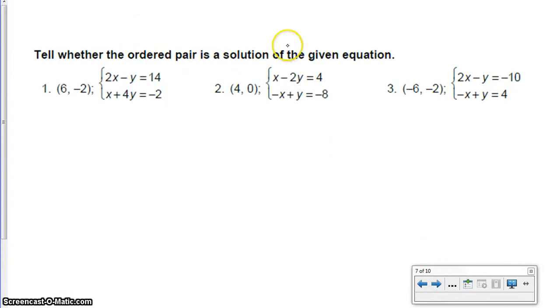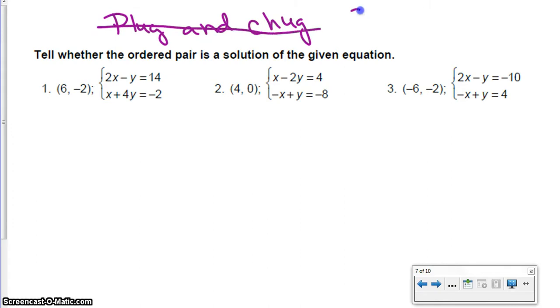Also, go ahead and take a look at this. This is a very typical thing that you might see on the 8th grade CRCT, where you're given a system of equations and you're asked, is this a solution or is this not a solution? Now, let's not be lazy here. Remember that "plug and chug" is horrible, horrible math language, okay?